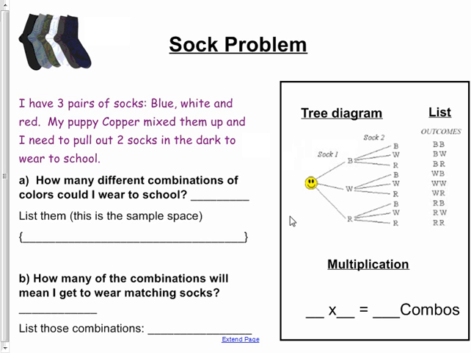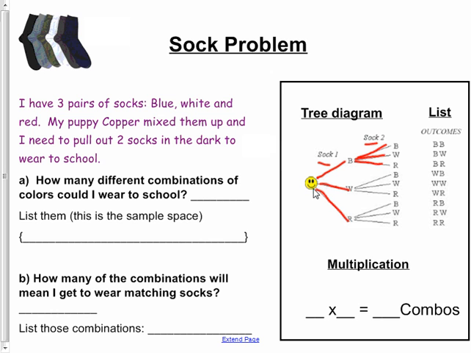So here's me drawing my socks out of the drawer. And the first sock I draw could be blue, could be white, or it could be red. So that's the first possibility. Now I'm going to draw another sock, sock number 2. Let's say I draw the blue sock first. Now for my second sock, I could draw another blue, a white, or a red. So let's follow this trail. Blue, blue. Here's the outcome of blue, blue. Blue, white. That's my second option. That's blue, white here. Blue, red. We have it listed here.